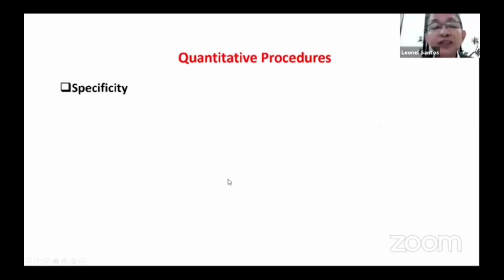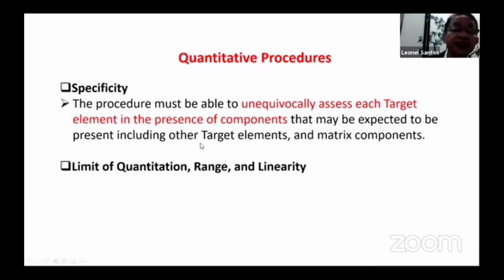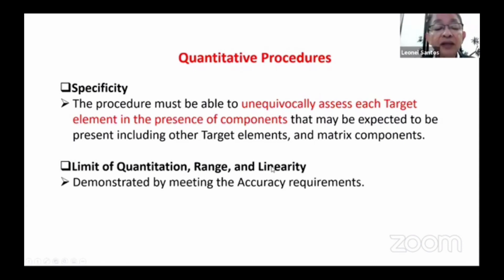The quantitative procedure also requires specificity, and it must be able to unequivocally assess each target element in the presence of other components. So you need specificity. In terms of limit of quantitation, range, and linearity, these must be demonstrated by meeting the accuracy requirements for the quantitative procedure.